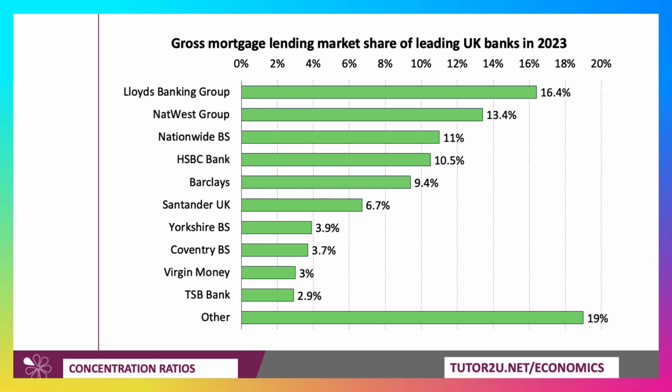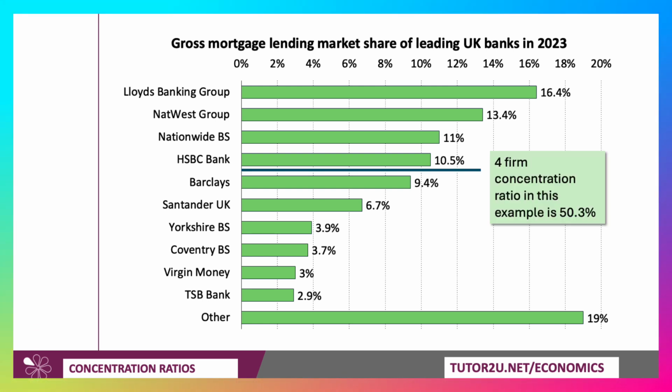Here's the market for mortgage lending in the UK in 2023. Lloyds is the biggest mortgage lender, followed by NatWest, and then Nationwide, which is the UK's biggest building society, and then HSBC, and then Barclays not far behind. So again, taking the top four firms here, concentration ratio is 50.3%. I think that's right. You can check that. So the top four mortgage lenders have more than half the market.